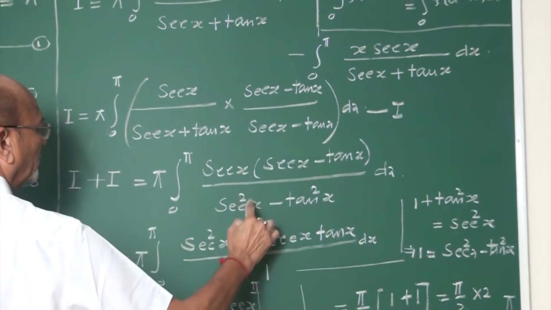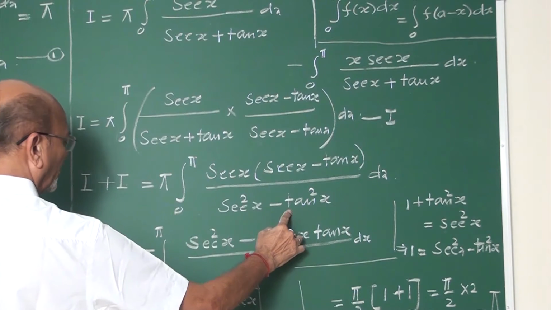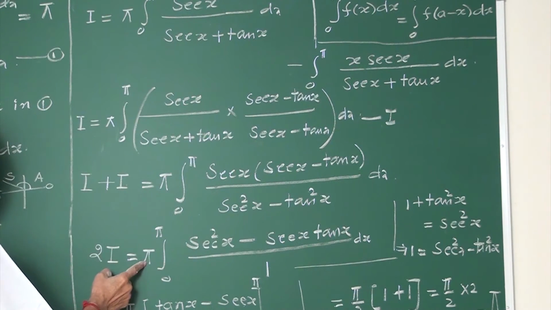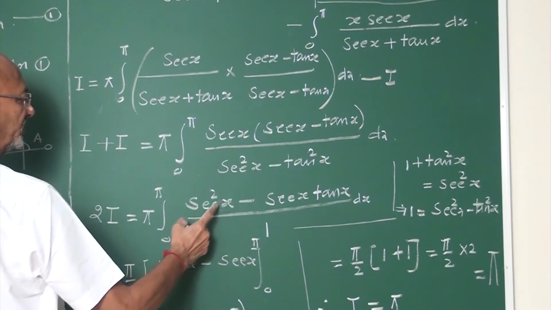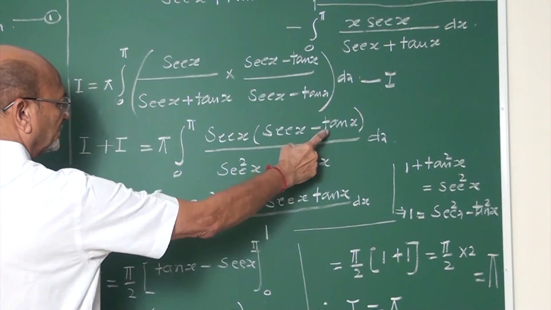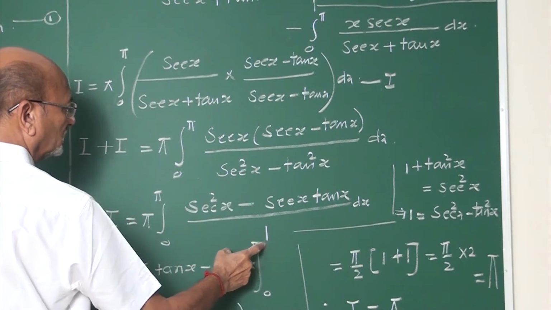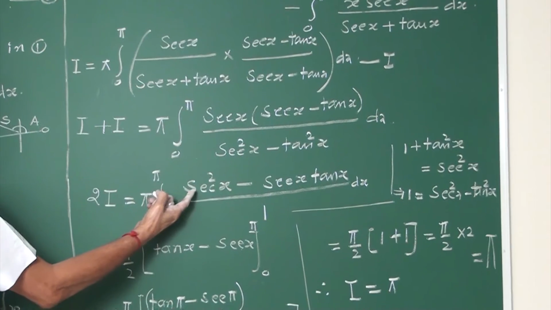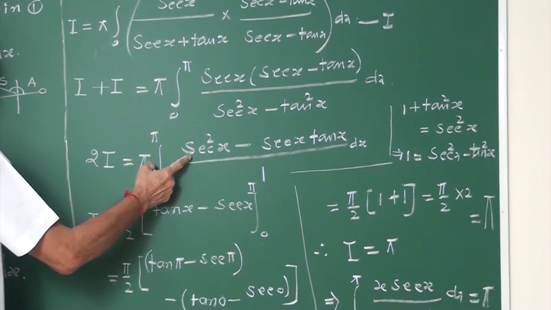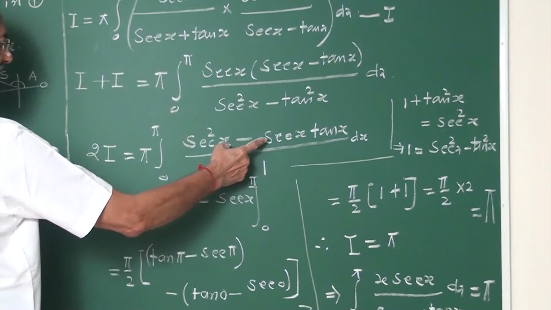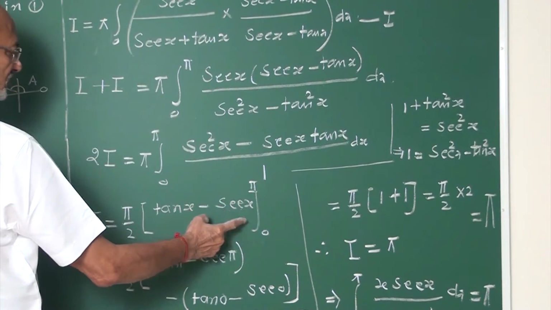A plus b into a minus b is a square minus b square. 2I equal to pi into integral 0 to pi. What is it? Sec into sec is sec square x minus sec x into tan x upon 1. Evaluate it. I equal to pi by 2. Integral of sec square is tan x, minus integral of sec into tan is sec x.